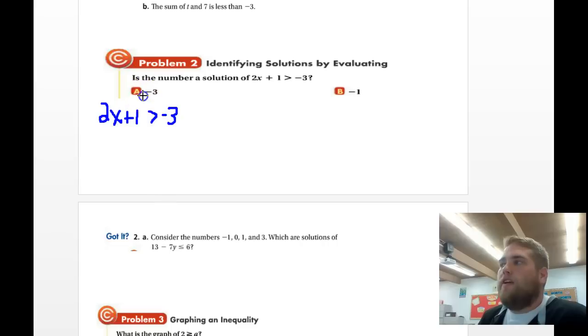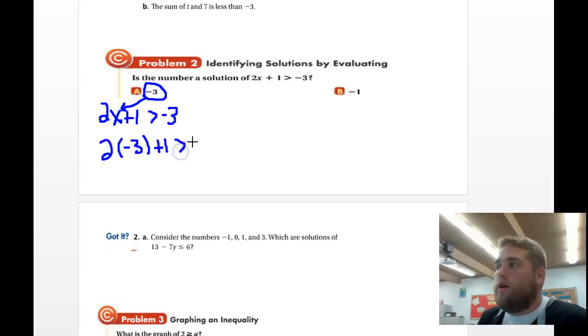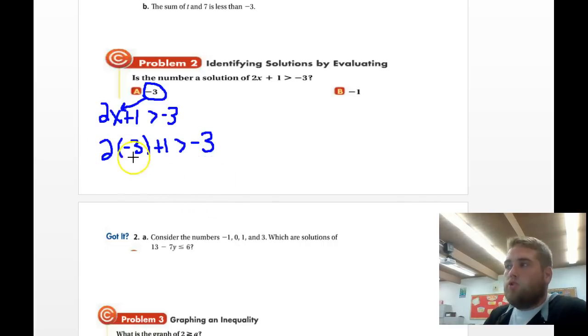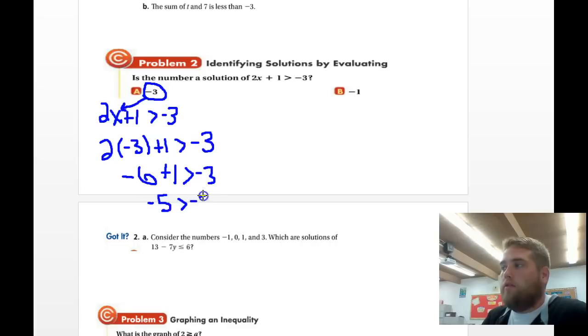And it wants to know if -3 is a solution to this. So what I'm going to do is plug -3 in for x. So I have 2 times -3 plus 1 is greater than -3. Okay, so 2 times -3 gives us -6. That's a terrible 6, but my bad, guys. -6 plus 1 is greater than -3. Well, -6 plus 1 is -5, greater than -3.